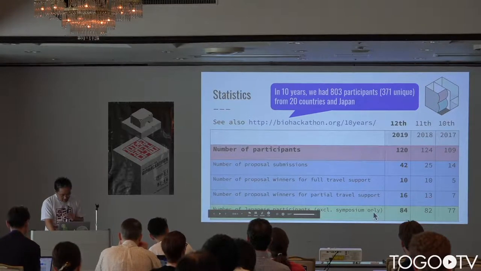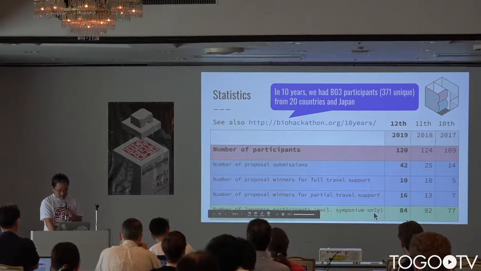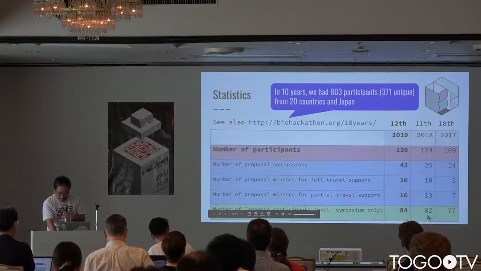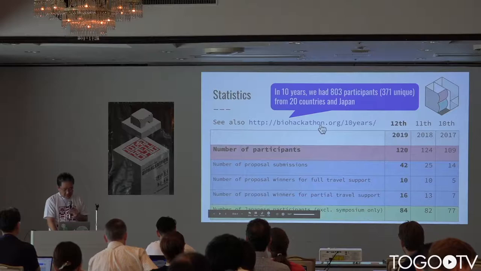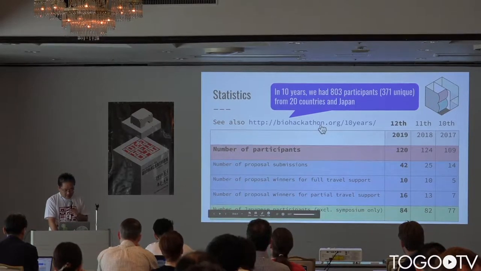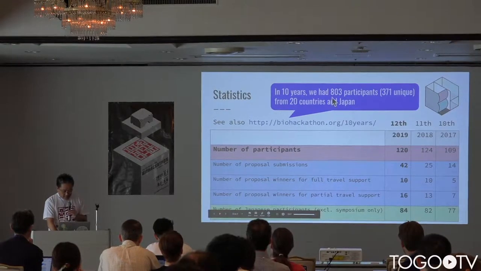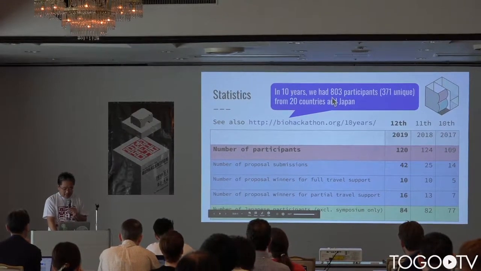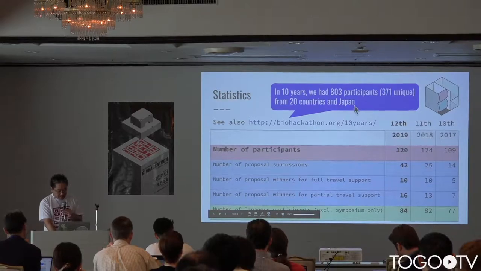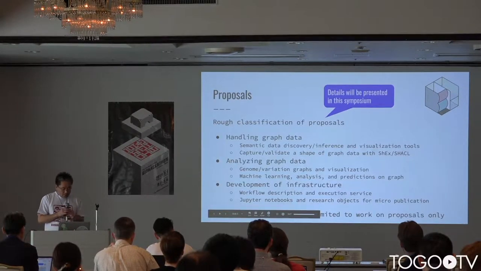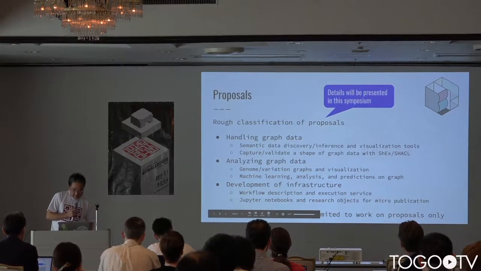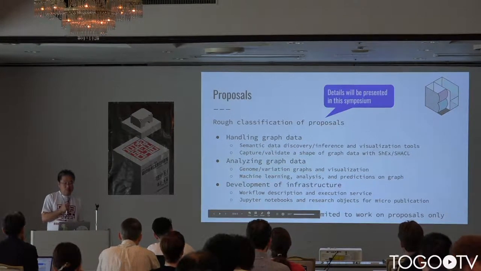And the bottom is the number of Japanese participants, and it's also constant. And you can see the special site for BioHackathon 10 years. We created this 2 years ago, and you will find that we had over 800 participants during 10 years from over 20 countries.